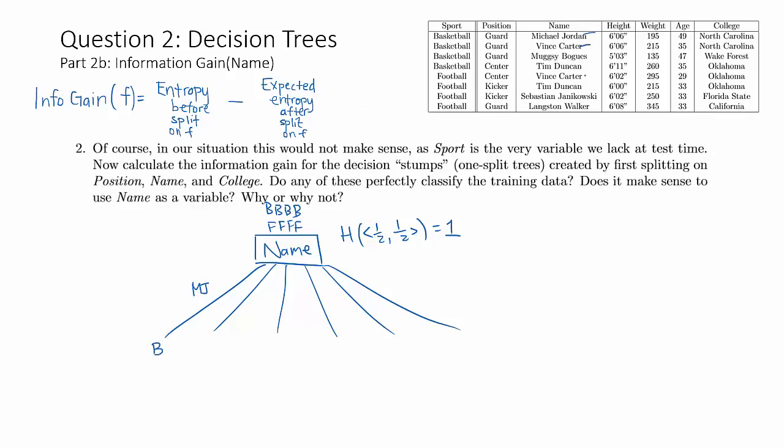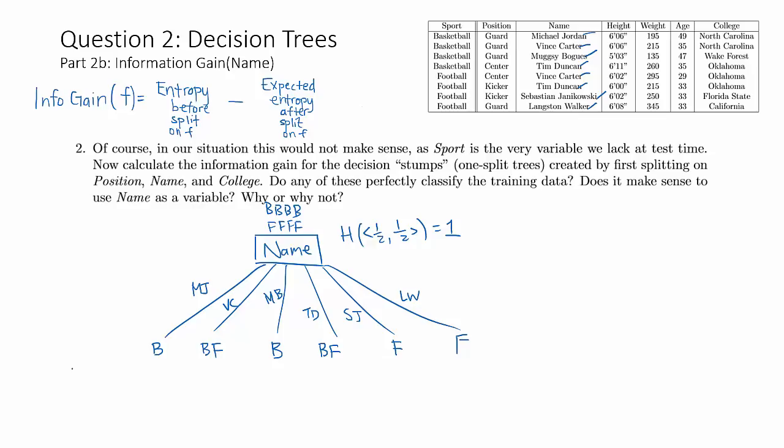The next name we have is Vince Carter, there's 2 of them, and so we have 1 basketball sample, 1 football sample down here. Muggsy Bogues, there's 1 basketball sample. Tim Duncan has 1 basketball sample and 1 football sample. Sebastian Janikowski has 1 football sample, and Langston Walker has 1 football sample.